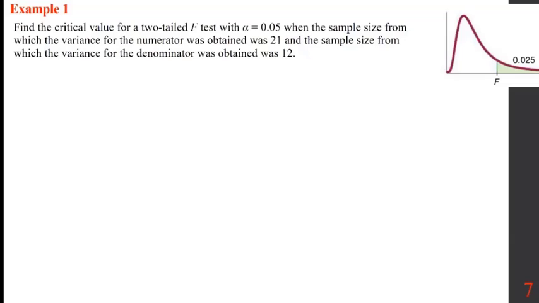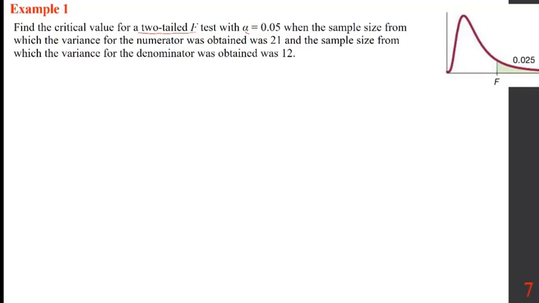So we want to find the critical value for a two-tailed F-test with alpha of 0.05, when the sample size from which the variance for the numerator was obtained was 21, and the sample size from which the variance for the denominator was obtained was 12. As I said, we normally look at the case which is a right-tailed test. Now, if alpha is 0.05, then you've got to look up alpha equals 0.05, except this is a two-tailed test, everyone.